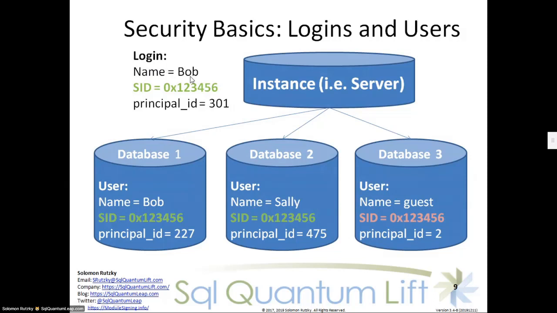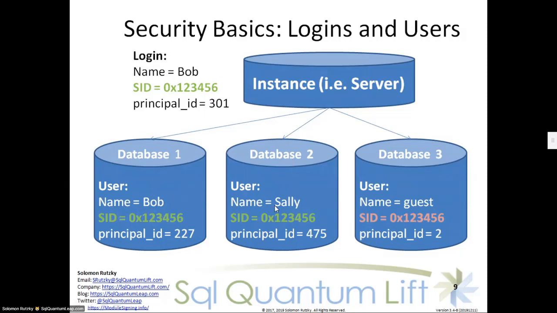we're going to assume that there's a login Bob with this SID. It's not a realistic SID. That doesn't really matter for now, just to see the relationship here. And with a principal ID of 301, again, the principal IDs are irrelevant. They don't match up to each other. They don't need to. What's important here is that Bob with this SID is also Bob in database 1, same SID, even though they're different principal IDs, doesn't matter.